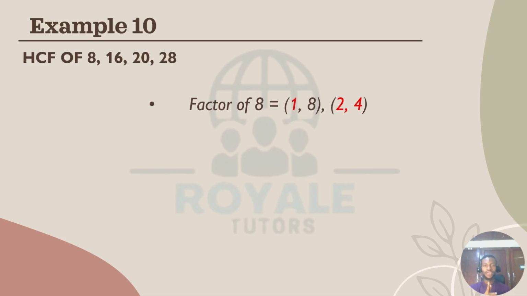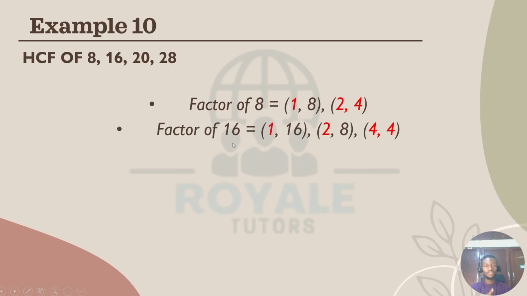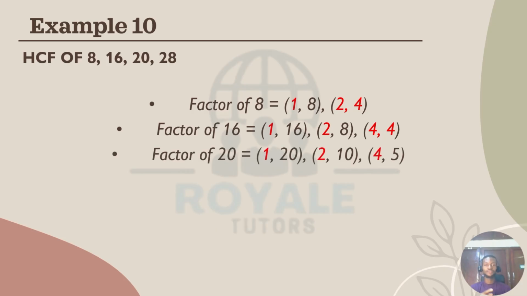So we have 8, the factors of 8, we have 1, we have 8, we have 2, we have 4. And then the factors of 16, we have 1, we have 16, we have 2, we have 8, we have 4. Then the factors of 20, we have 1, we have 20, we have 2, we have 10, we have 4, and we have 5. So these are the factors of 20.